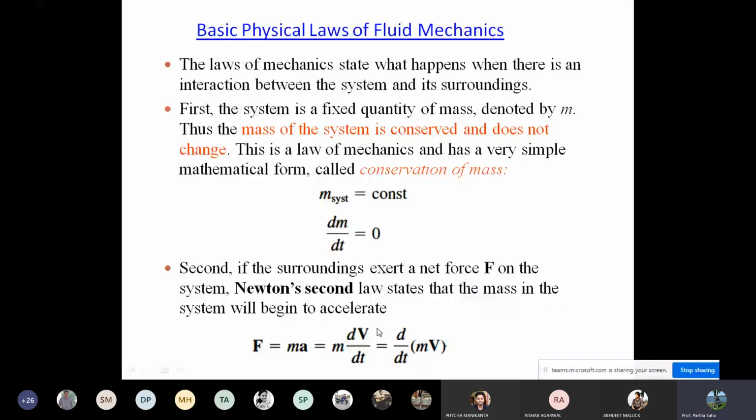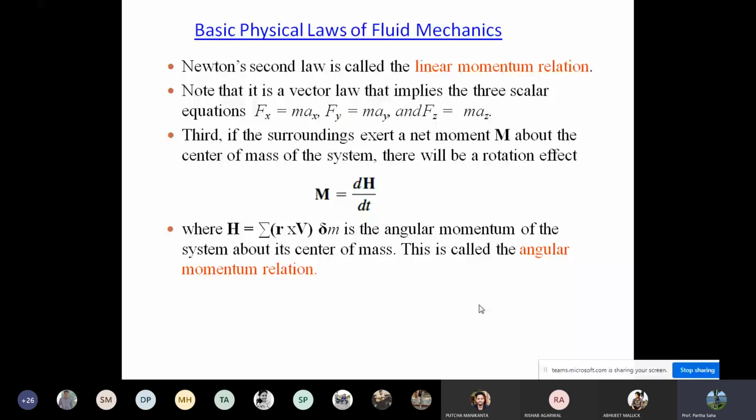There is an acceleration. So Newton's second law is called the linear momentum relation, because there is an acceleration and momentum change which is going to happen. Now, this is a vector law that implies three scalar units. The momentum can be in the three directions, Fx = max.